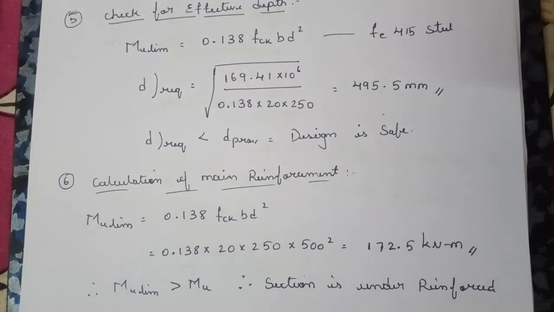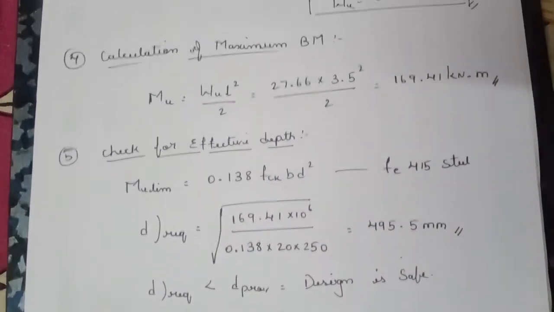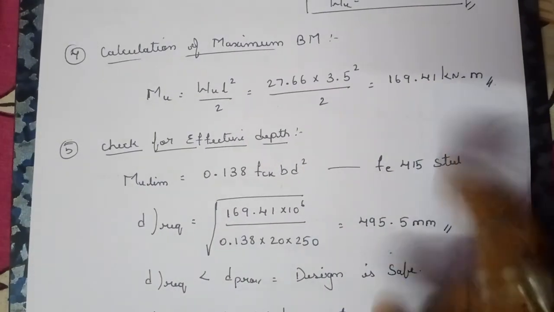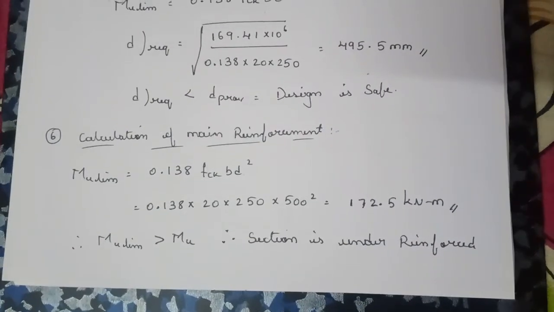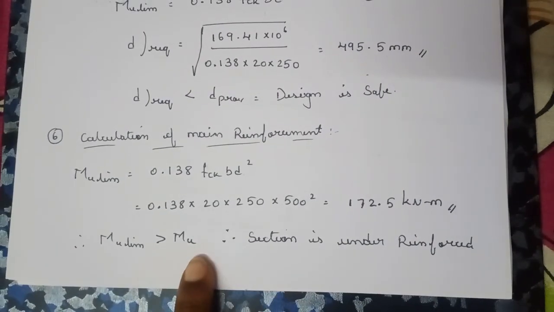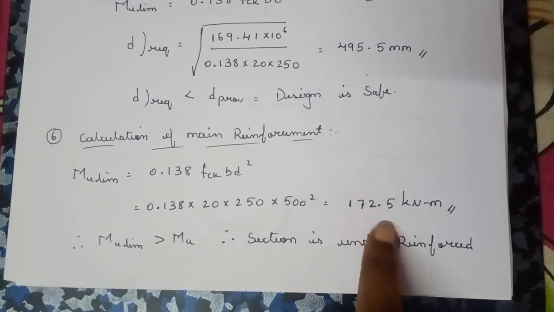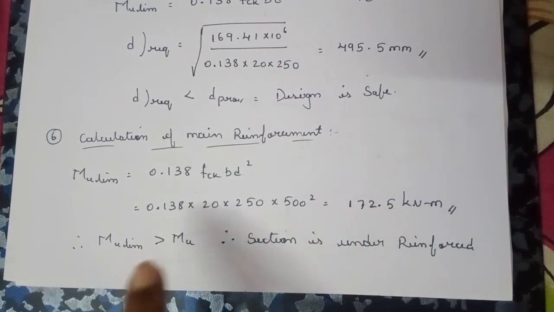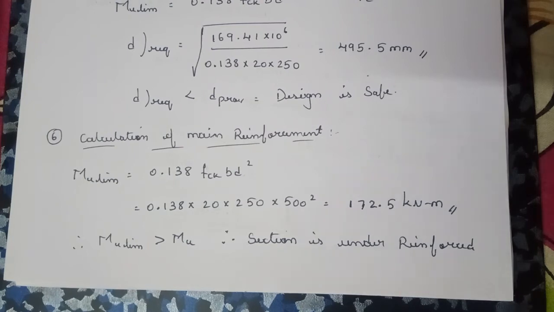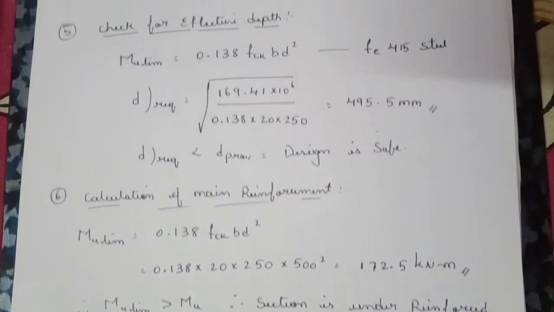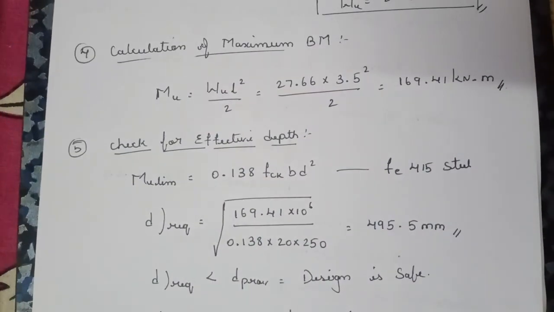What is the moment we got? That is 169, right? 169. So we need to compare the limiting value with the moment we have got. Limiting should always be greater than the moment we have got. So it is an under reinforced section. At least it should be nearer to it. We cannot give more than this. That will be an over reinforced section, and we need to redesign the section.